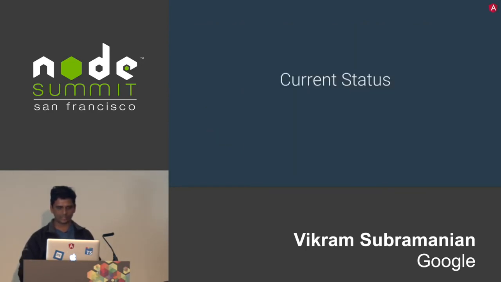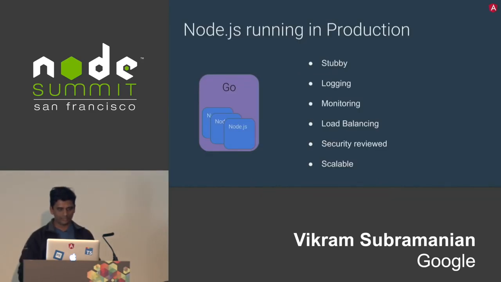So where does this put us? The current status is that we now have a way to run Node.js in production inside Google that is more closely aligned with Google infrastructure thanks to the Go wrapper that's security reviewed, and scalable because we were able to better understand and make use of the scaling system inside Google.